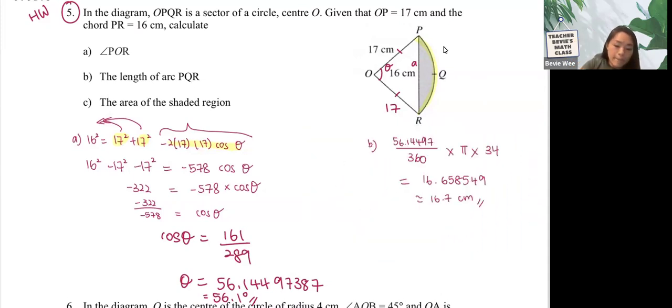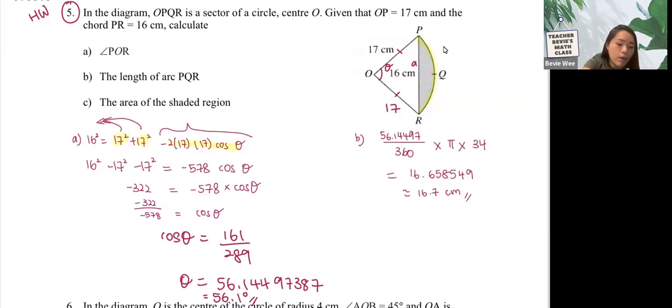Okay. Last one, they want the area of the shaded region. Shaded region, it's area of your whole pizza minus area of what? You cut away the top part of the bread. I only want to eat the cheese, is it? So I cut away the triangle, correct or not? So the whole area of sector first.